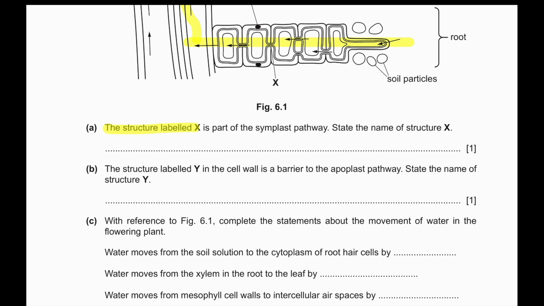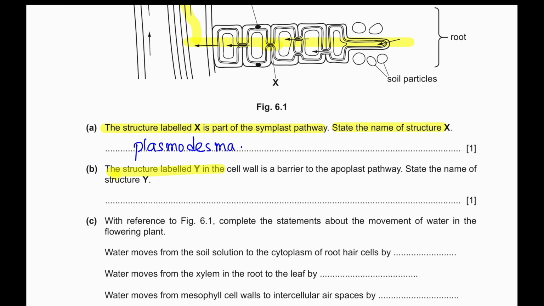The structure labeled X is a part of the symplast pathway. State the name of the structure X. So the structure labeled X would be plasmodesma. Now, if you know the name plasmodesmata, remember that plasmodesmata is plural. Since we are supposed to name only one of it, we have to write plasmodesma.